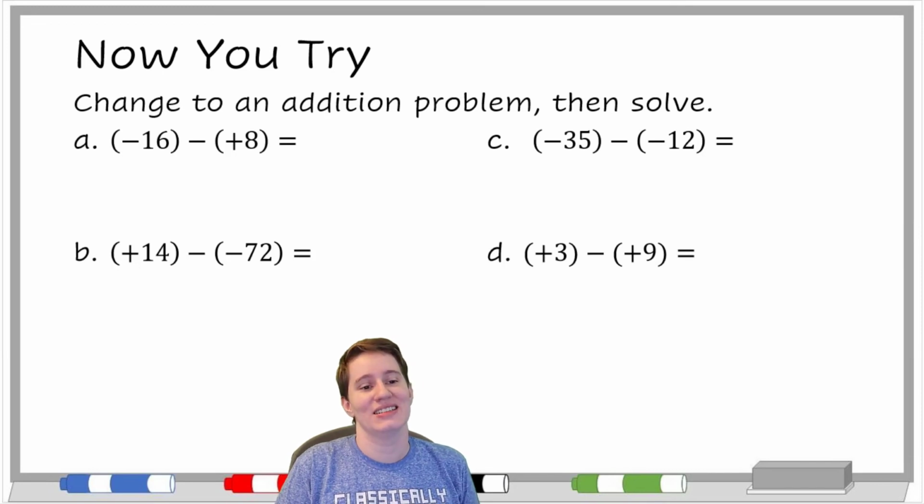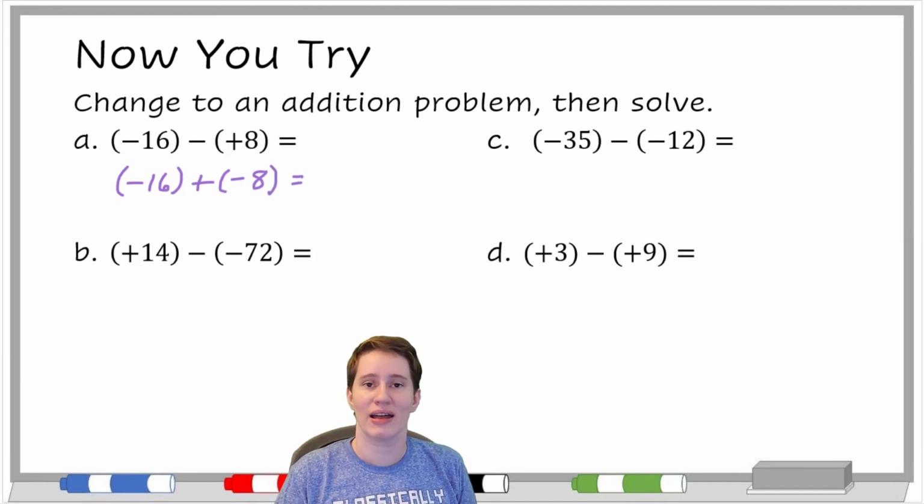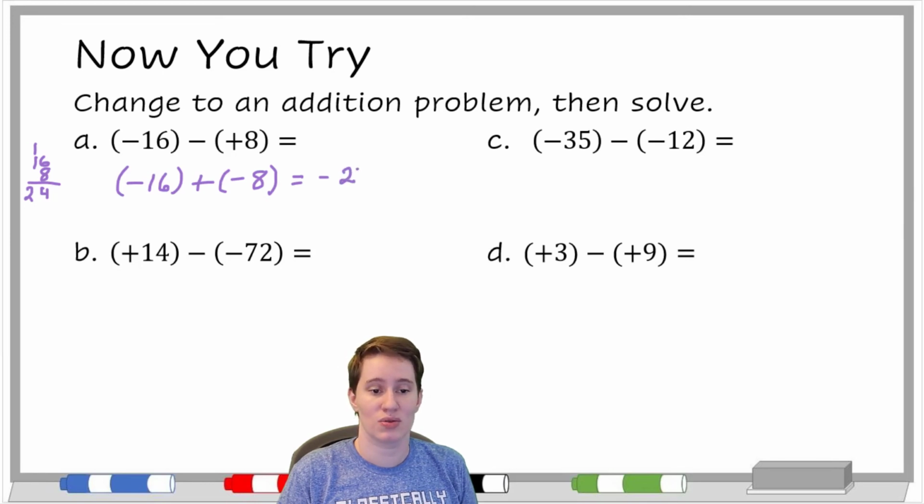Awesome! Okay, so we're going to change to an addition problem, then solve. So -16 plus -8 equals, those are the same sign, so I'm going to add them and keep the sign. 16 plus 8, you might need to come over here and do it to the side, or like I said, you can try to do this in your head. We get 24, but since these were both negative, it's going to be a -24.